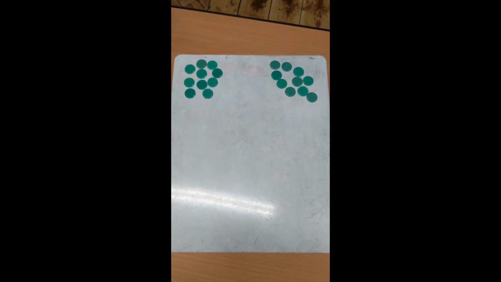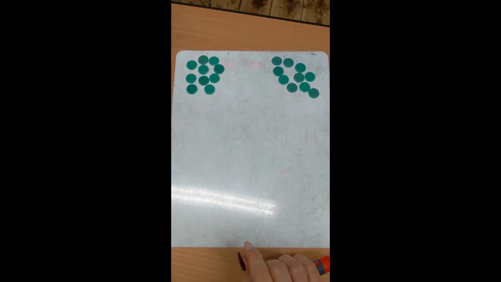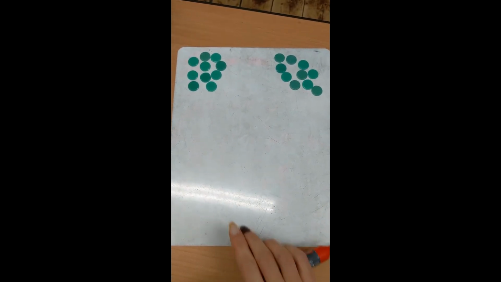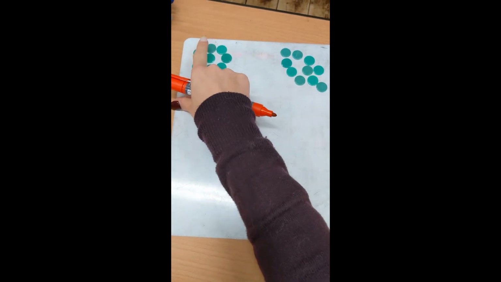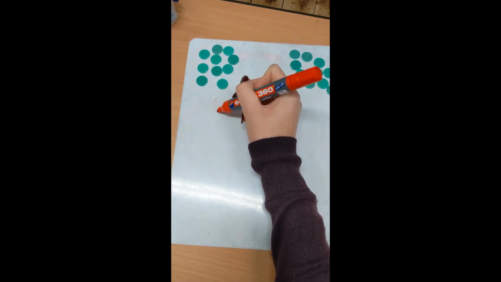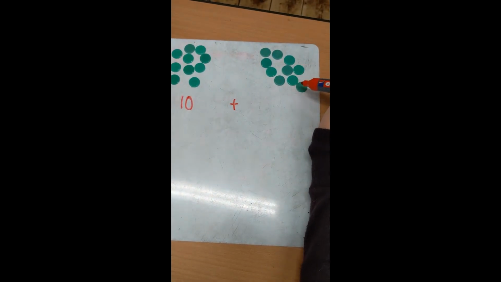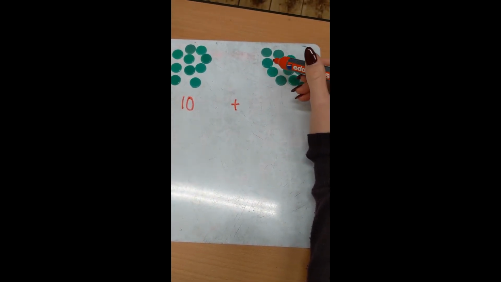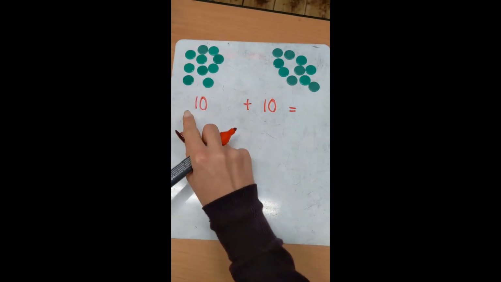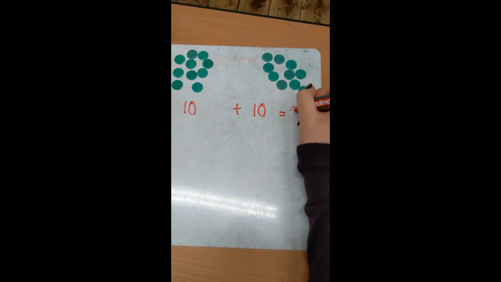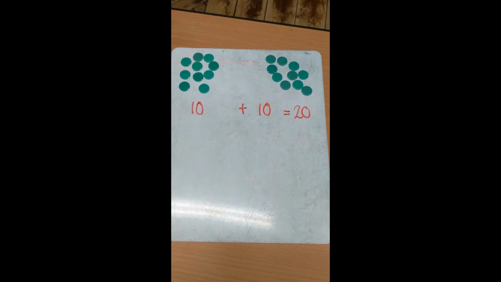How many equal groups have I got now? That's right, 2 equal groups. Let's see how many I've got in each group. 1, 2, 3, 4, 5, 6, 7, 8, 9, 10. Add 1, 2, 3, 4, 5, 6, 7, 8, 9, 10. So they are equal groups and I've got 2 of them. 10 and 10 is 20.